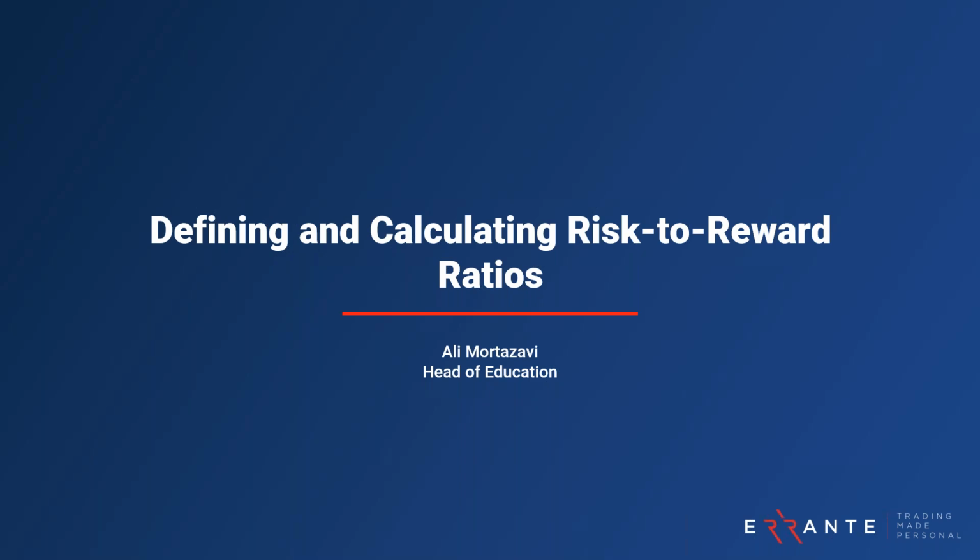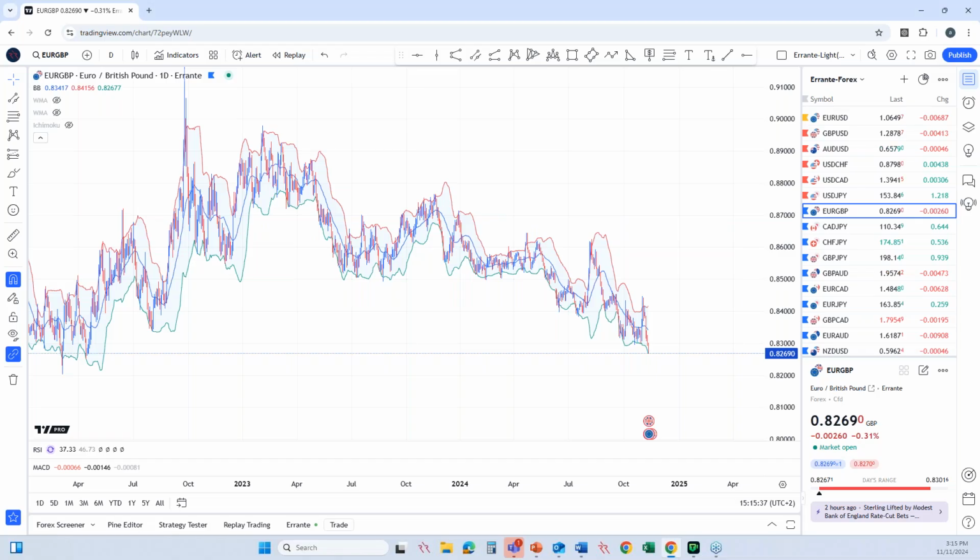So let's just continue. Okay, let me just bring up my TradingView here, where we are going to demonstrate all of the ways to use the reward to risk ratios. Okay, let's just start with defining the risk to reward ratio. This ratio is a simple calculation that tells us how much profit we stand to gain for every unit of risk we are willing to take.